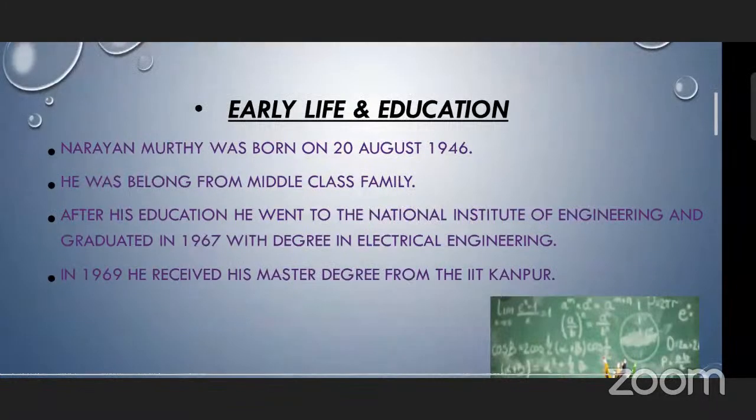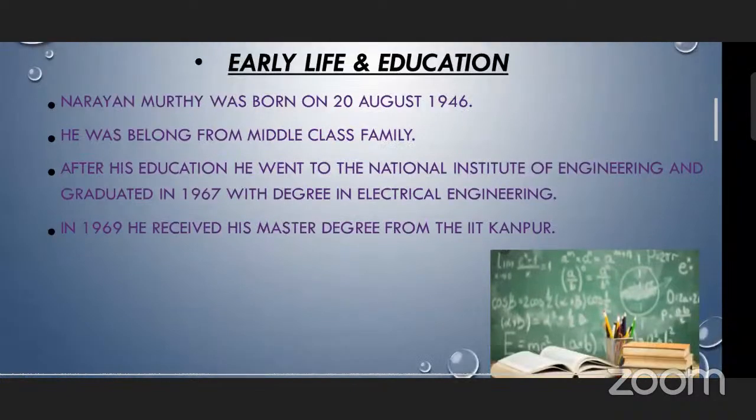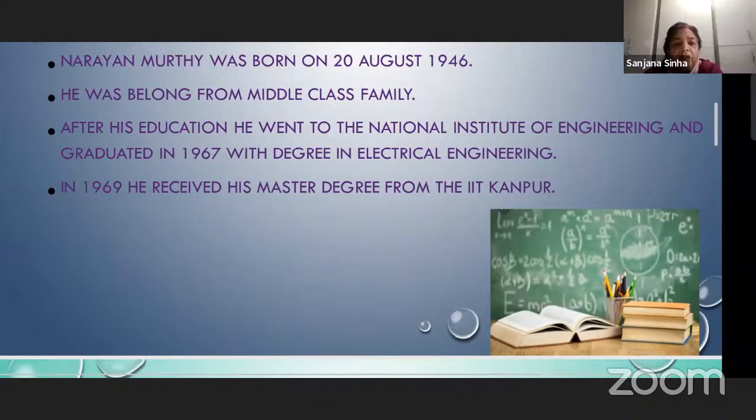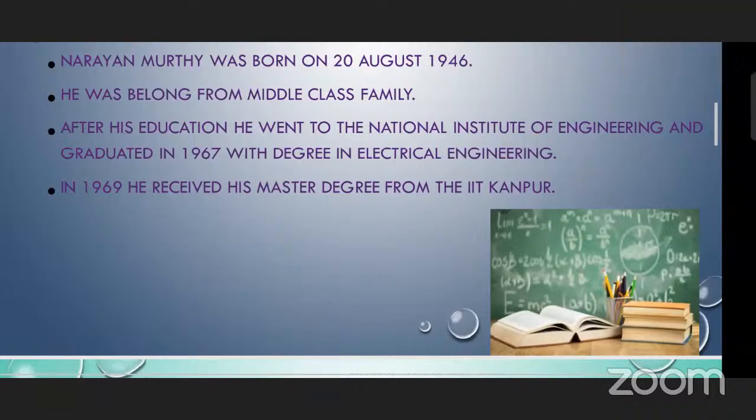So, his early life and education. Narayan Murthy was born on 20 August 1946. He was from a middle class family. After his education, he went to the National Institute of Engineering and graduated in 1967 with a degree in electrical engineering. In 1969, he received his master's degree from IIT Kanpur.